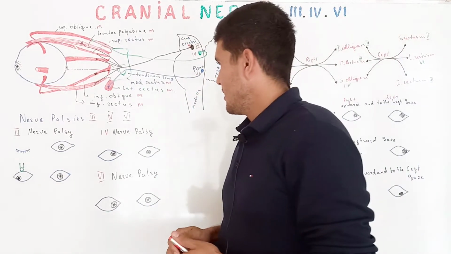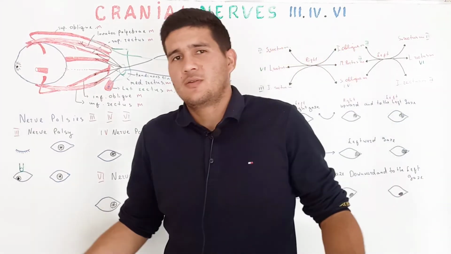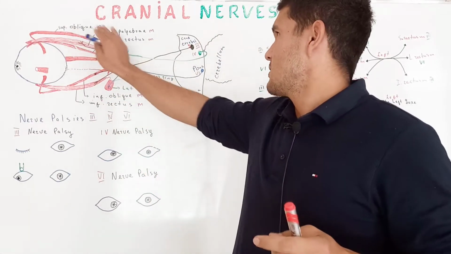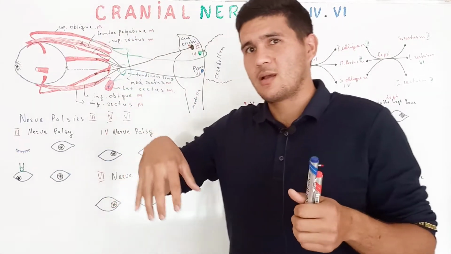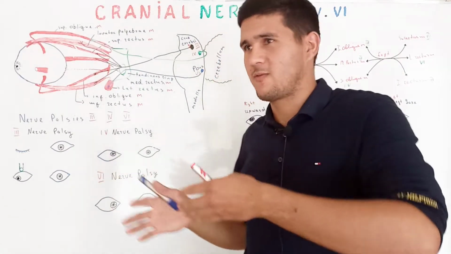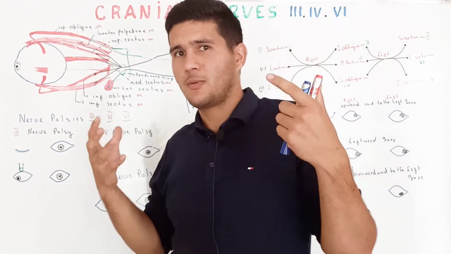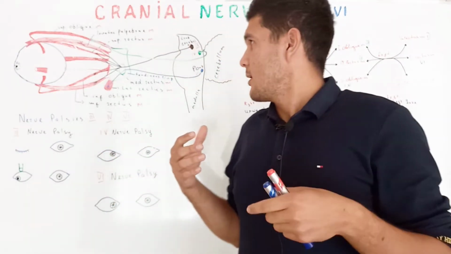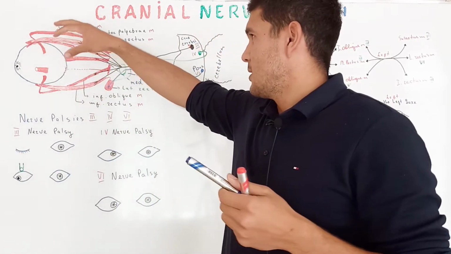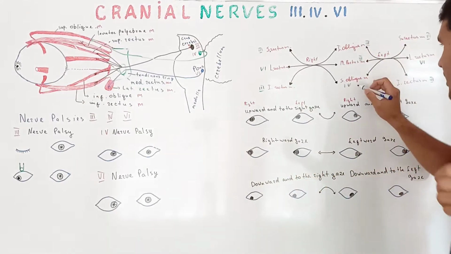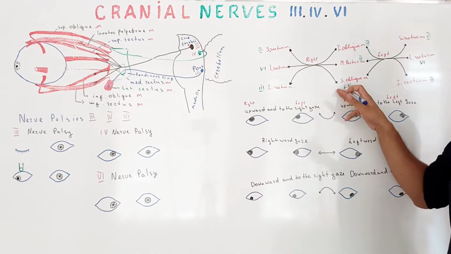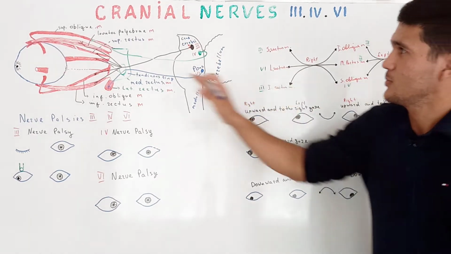Okay, and what is the main function of these muscles? We will talk about that. The main function of the levator palpebrae muscle is elevating the palpebra. Without its normal function, we couldn't open our eye. And the next muscle is superior obliquus muscle. Its main function is deviating the eye inferiorly and medially. That's the main function of the superior obliquus muscle.